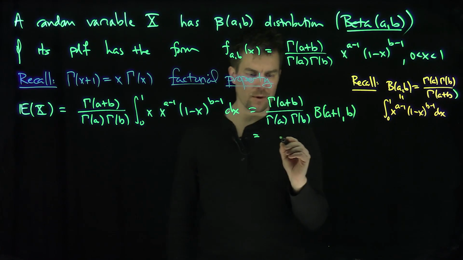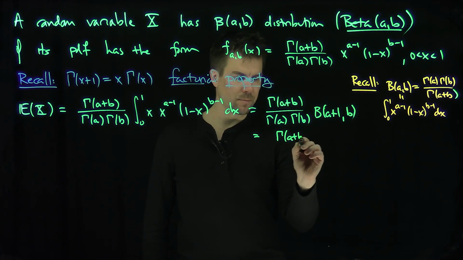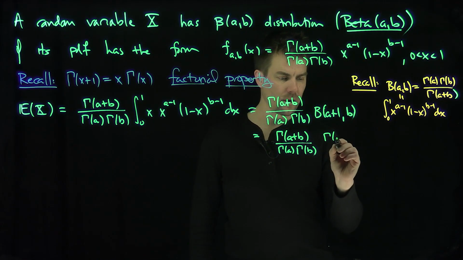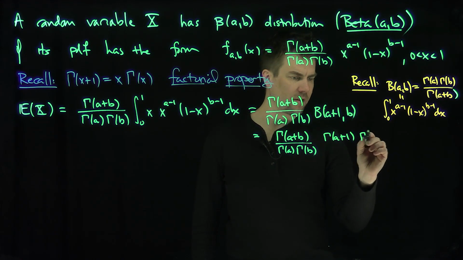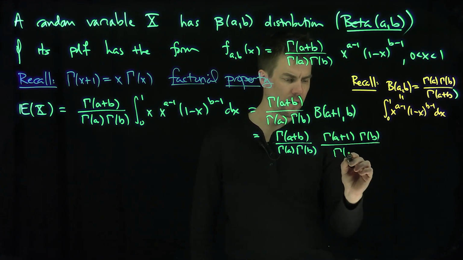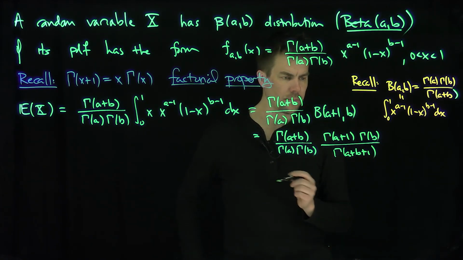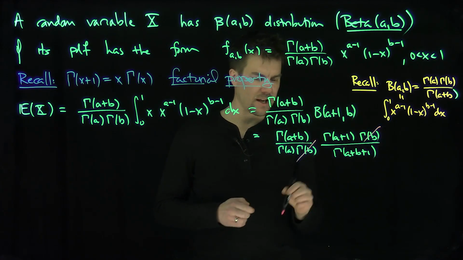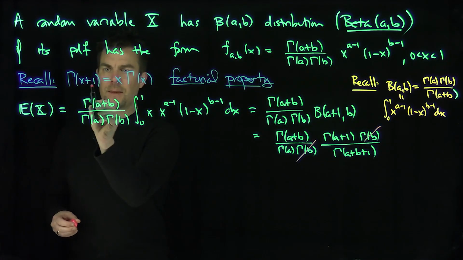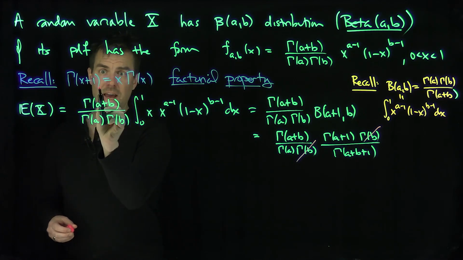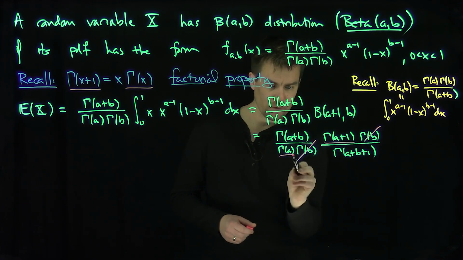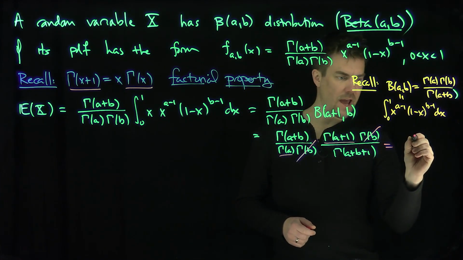And so if we simplify this, we're going to get gamma of a plus b over gamma of a, gamma of b, and then I'm going to have gamma of a plus 1, gamma of b over gamma of a plus b plus 1. So let's see what's going to cancel out. Clearly gamma of b is going to cancel. Now, what do I know about gamma of a plus 1 over gamma of a? It's just going to be equal to a. So that's going to be an a.